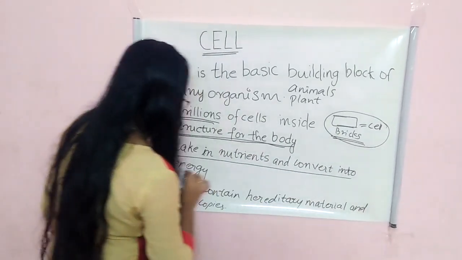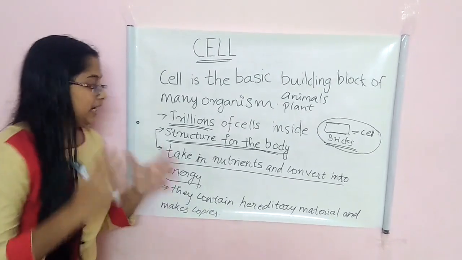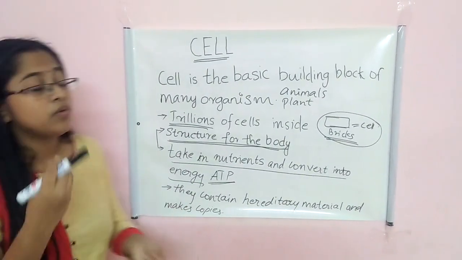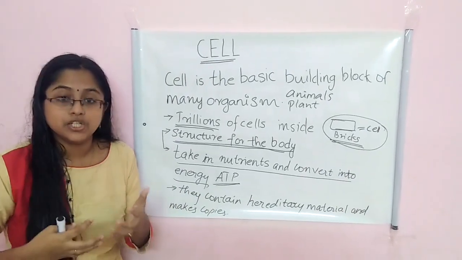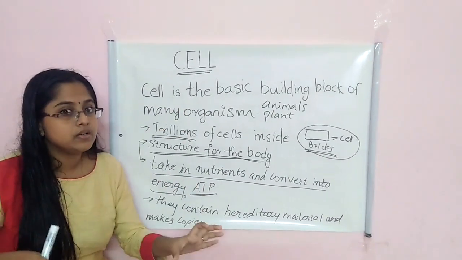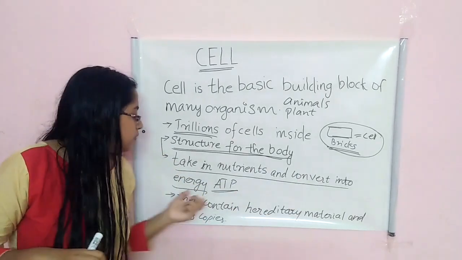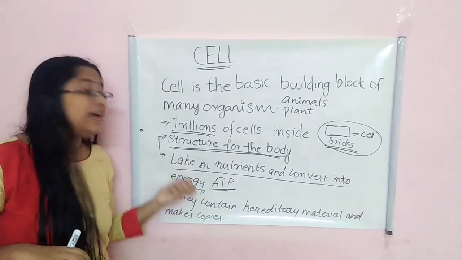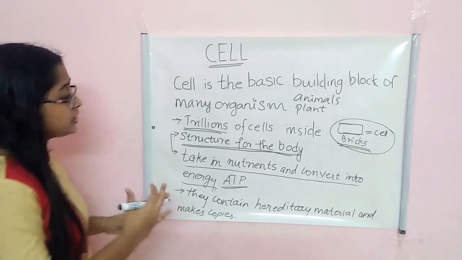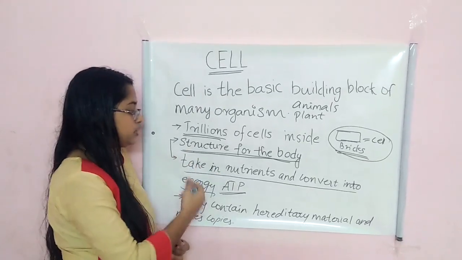It takes in the nutrients and converts them into energy. In the human body, usually the energy is stored in the form of ATP, adenosine triphosphate. We always eat food, right? We eat food to get energy. We absorb the energy from the food, and this function is done by the cell. The cell absorbs the nutrients and converts them into ATP, a form of energy. There are many forms of energy, such as ATP and ADP. So the first function of the cell was giving structure, while the second was taking in nutrients and converting them to energy.